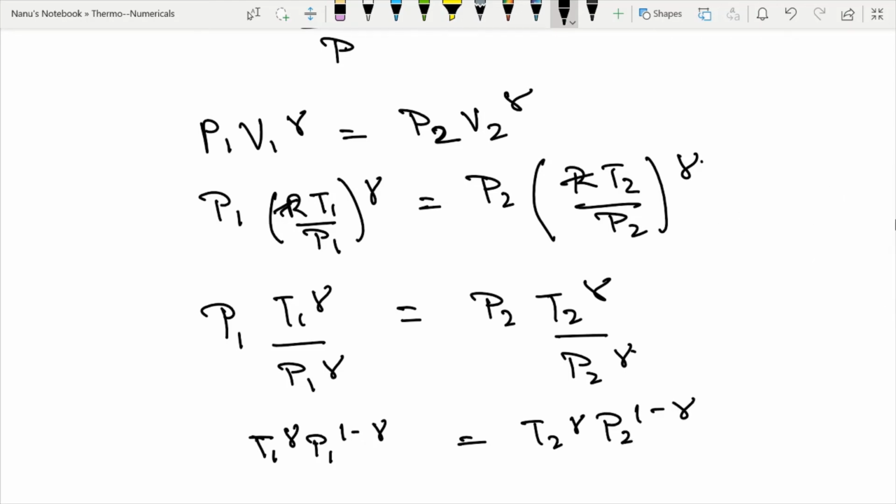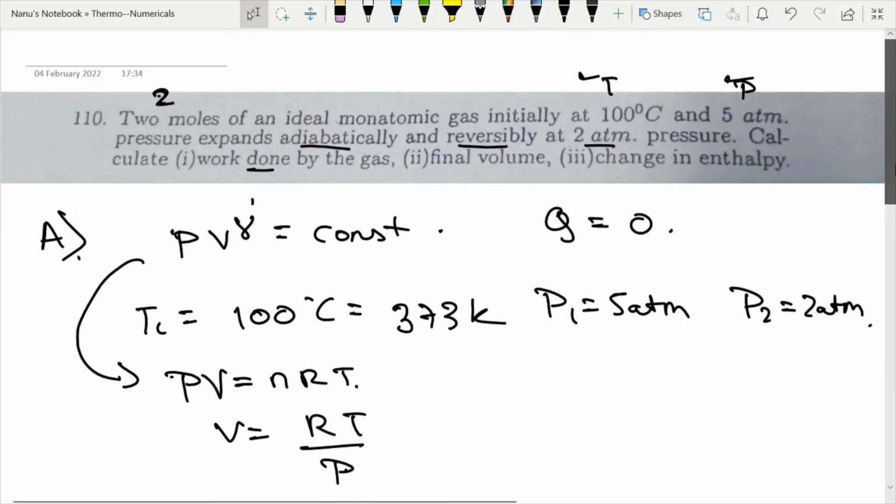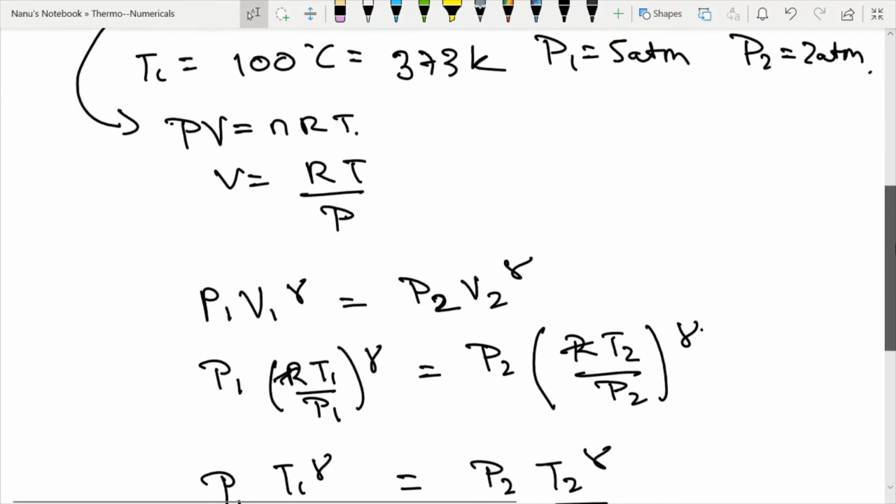And is the value of gamma given? The value of gamma is not given over here, but one thing is given: it's an ideal monoatomic gas. And for an ideal monoatomic gas, we can actually find our Cp and Cv. This is a very good problem, guys, a very amazing problem for the ideal monoatomic.